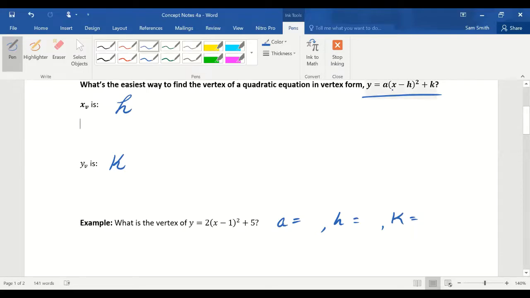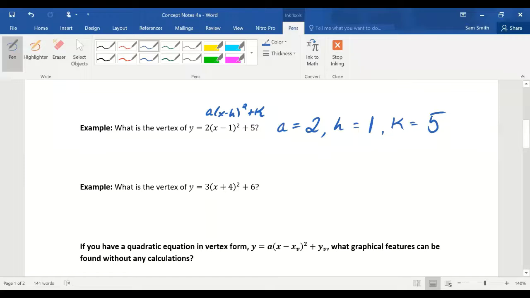So just pattern matching, just comparing the two: a, x minus h squared plus k. The quantity that is being multiplied by x minus 1 squared, this number in front, is the a value, in our case, 2. The number that's being subtracted from x, x minus 1, our h value is 1. And the number that's being added outside of the squared quantity, plus k, in our case, plus 5, our k value is 5.